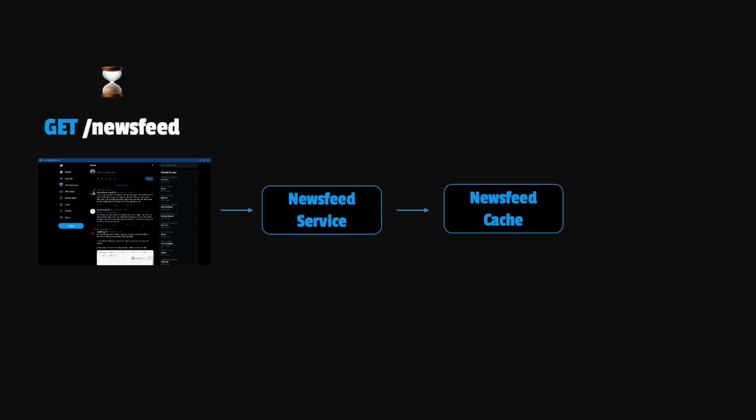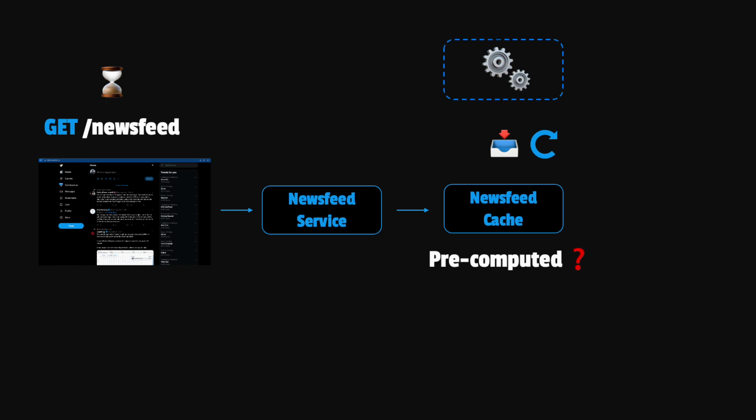So, it would be great if the newsfeed cache would be already pre-computed. In that case, we would have a separate process to periodically update the cache. We'll see later in the newsfeed deep dive how to build such a push-pull mechanism.